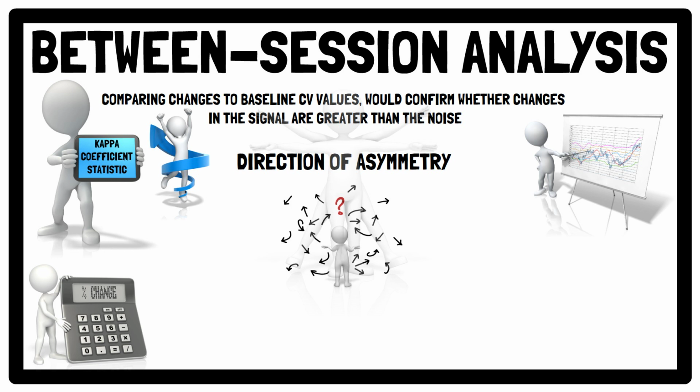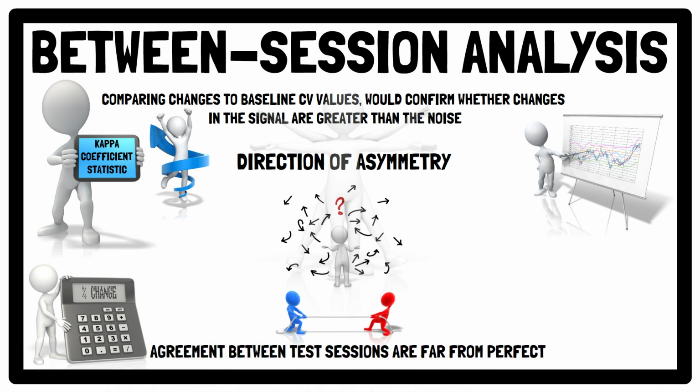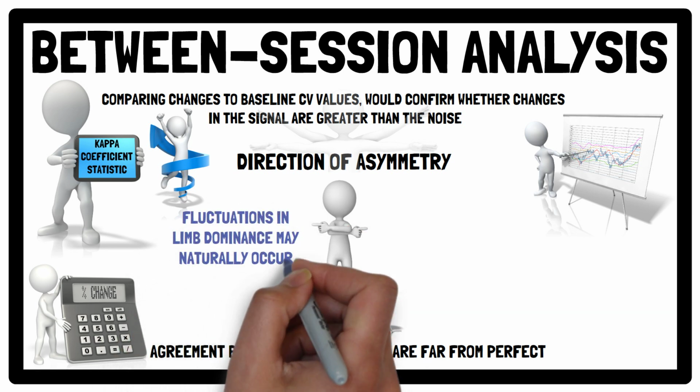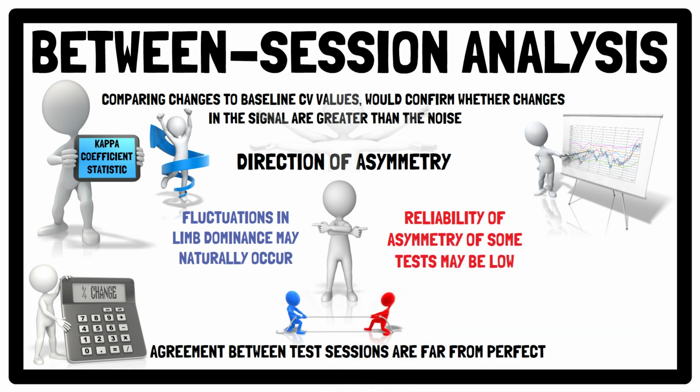However, evidence has shown that levels of agreement between test sessions are far from perfect, indicating that fluctuations in limb dominance may naturally occur, and the reliability of asymmetry of some tests may be low, highlighting the importance of test reliability before incorporating them into a monitoring strategy. It is recommended that athletes who show these natural fluctuations between limbs may not need any specific intervention, whereas those who exhibit consistent limb dominant patterns over time may need specific targeted training interventions.